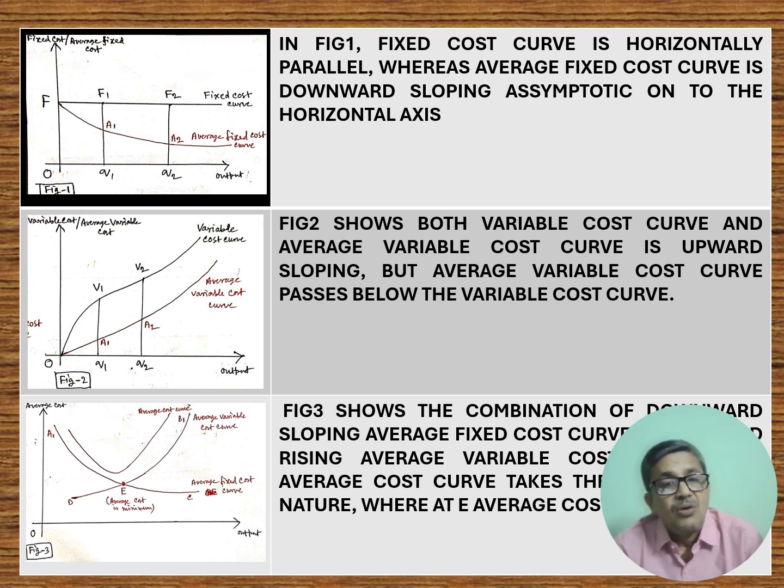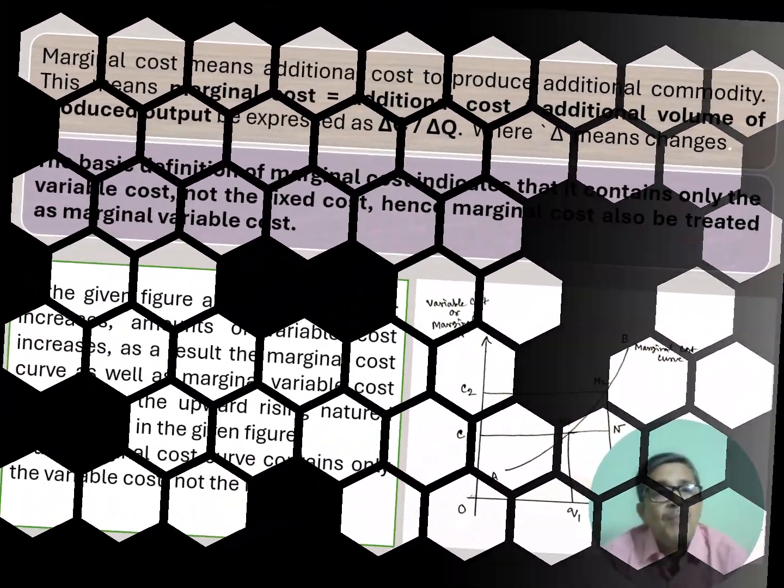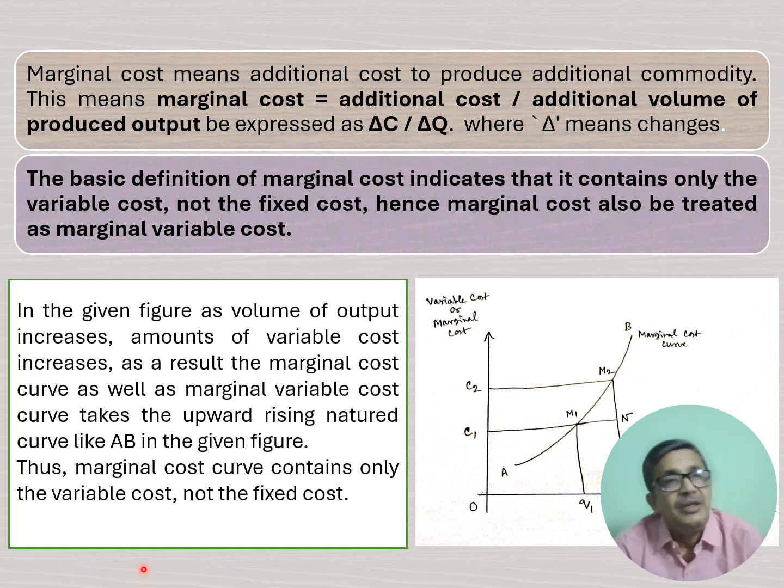Now, from this concept of cost, we also get the concept of marginal cost. Marginal cost means additional cost for producing an additional volume of commodities. For producing additional volume of commodities, more variable factor costs are needed. As a result, marginal cost contains only the variable cost, and the marginal cost curve will be an upward rising curve because it contains only the variable cost.